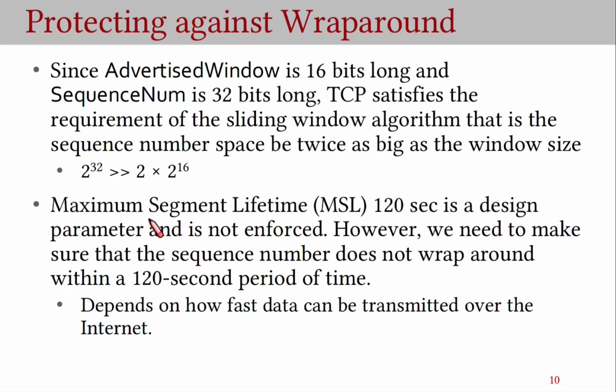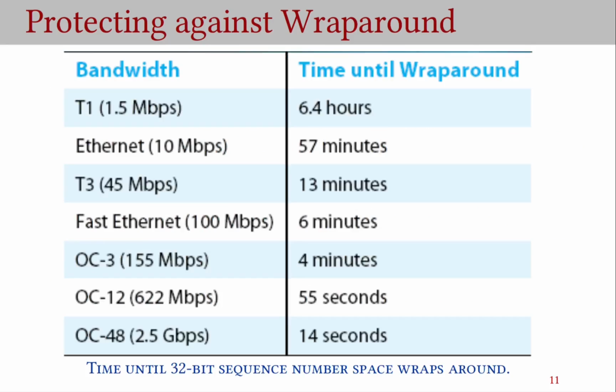It's assumed that a segment would survive for 120 seconds. This is referred to as maximum segment lifetime, or MSL. And this is a design parameter, it's really not enforced. However, we need to make sure that the sequence number does not wrap around within this time period. And so what it boils down to is how fast the data can be transmitted over the internet. So here is a chart which shows the time until wraparound for different bandwidth.